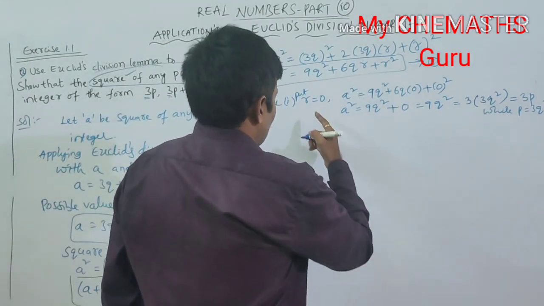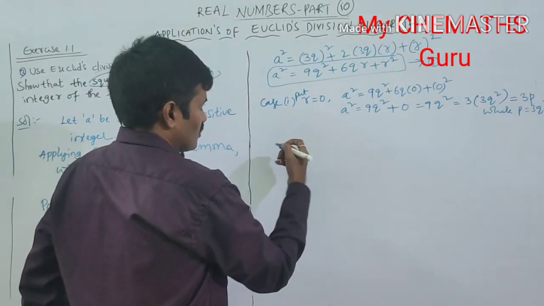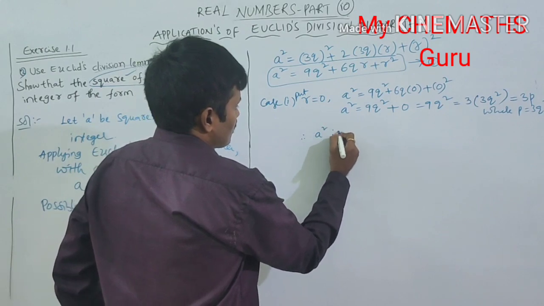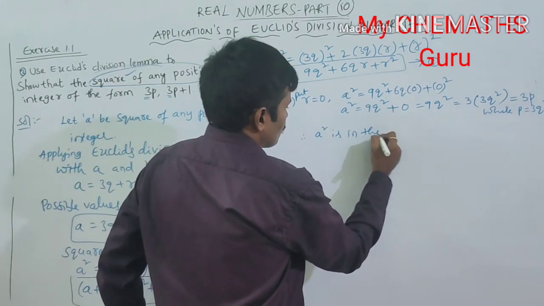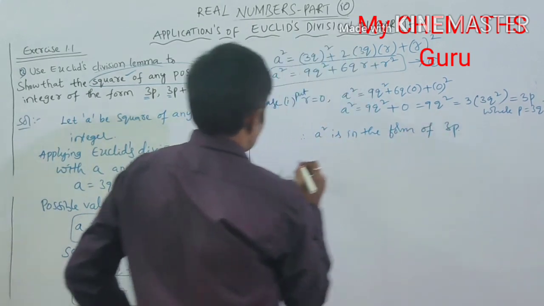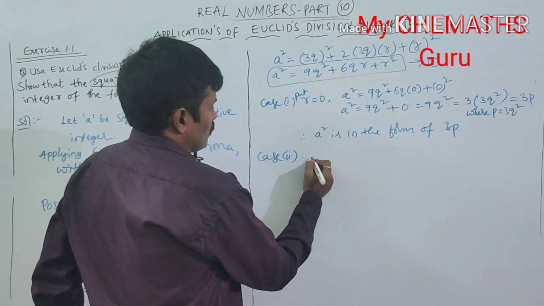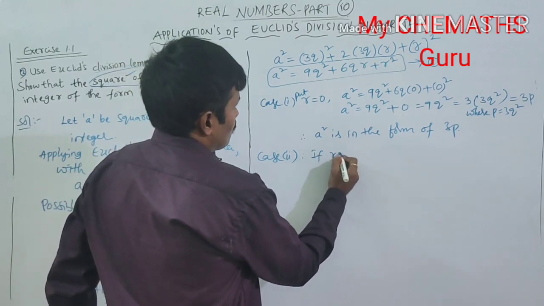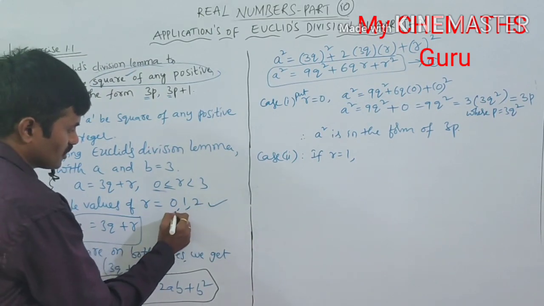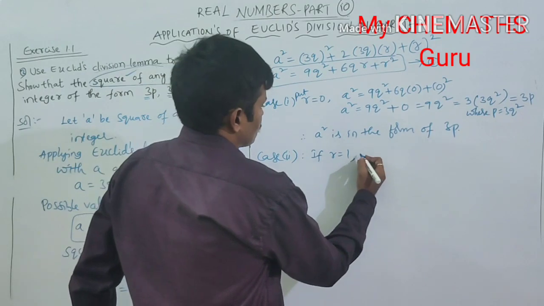Okay, it is for r = 0. See, we got the 3p form. Yes. For r = 0 it is satisfied. Therefore, a² is in the form of 3p. Now check in case 2, r = 1. What are the possibilities: 0, 1, 2. So here 0 is completed, now 1. r = 1.